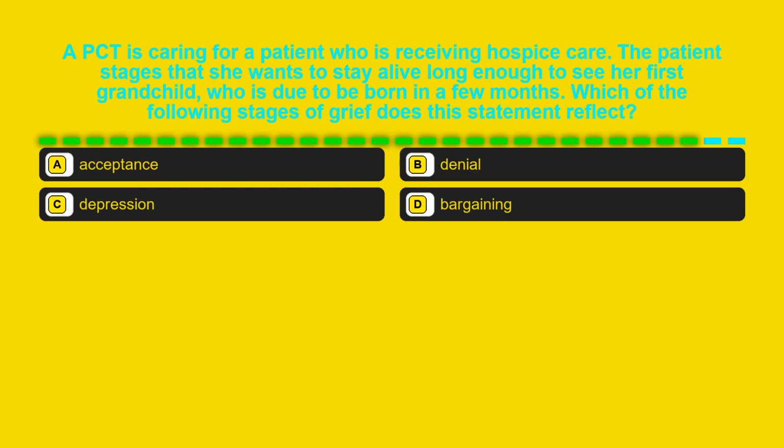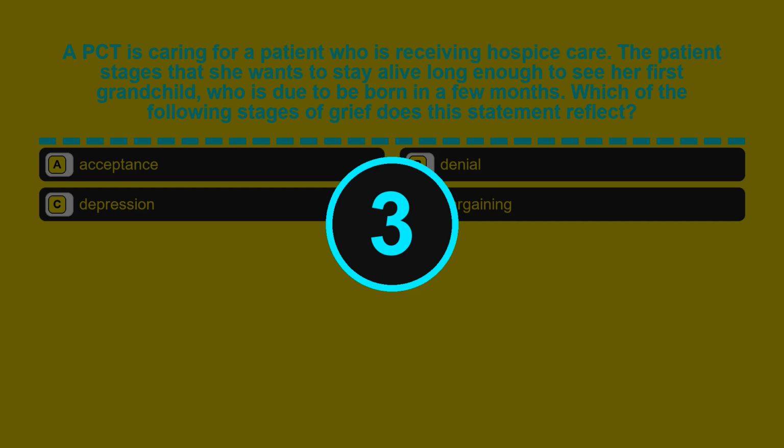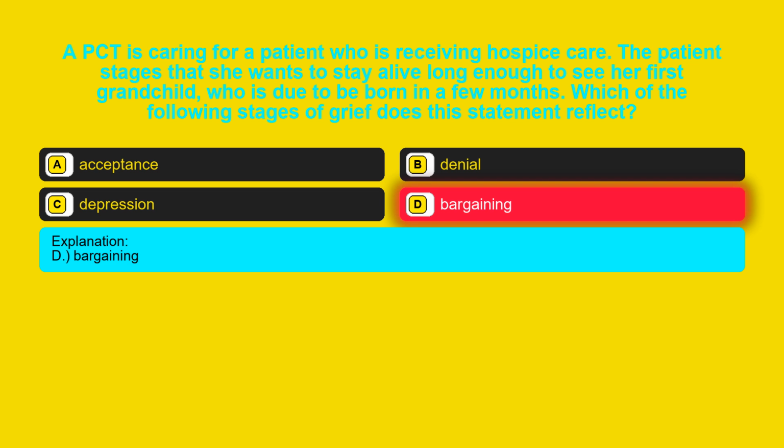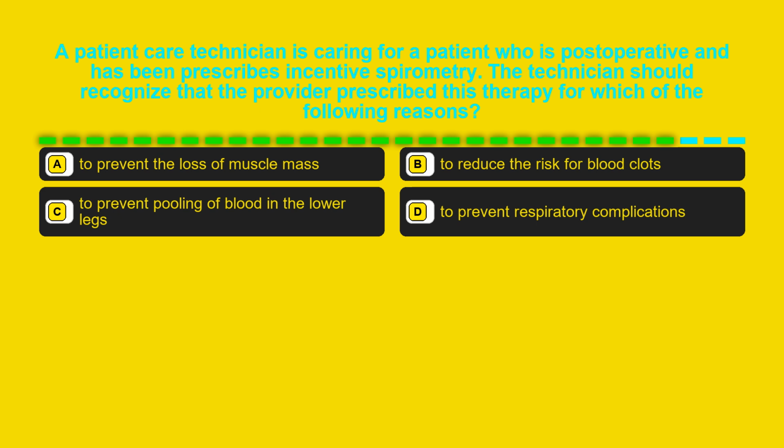Question 46. A PCT is caring for a patient who is receiving hospice care. The patient states that she wants to stay alive long enough to see her first grandchild, who is due to be born in a few months. Which of the following stages of grief does this statement reflect? Option A. Acceptance. Option B. Denial. Option C. Depression. Option D. Bargaining. The correct answer is option D. Bargaining. D. Bargaining.